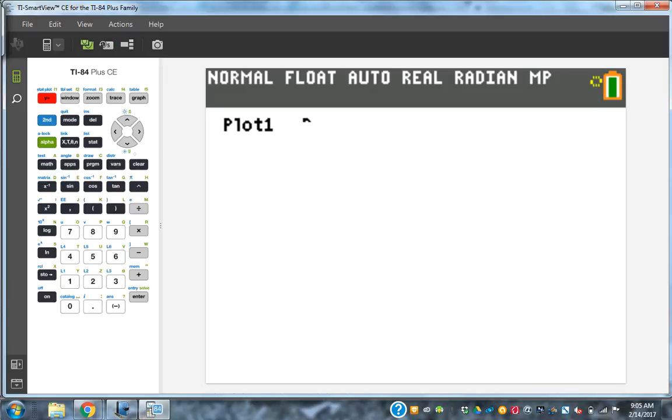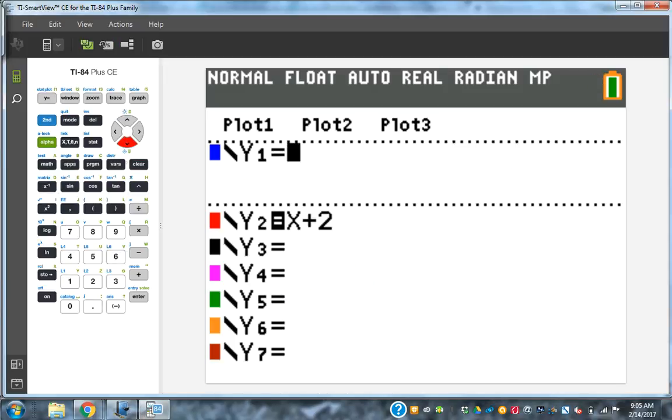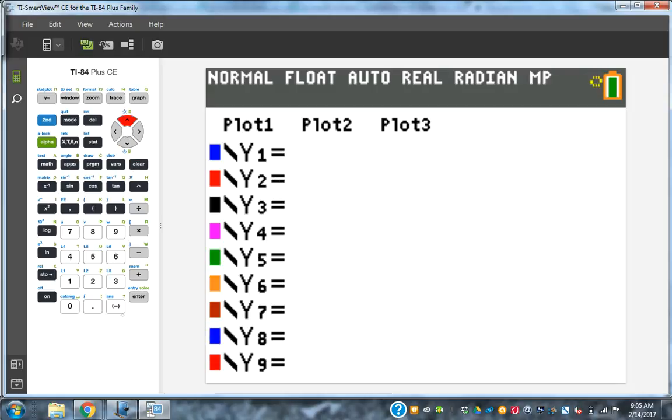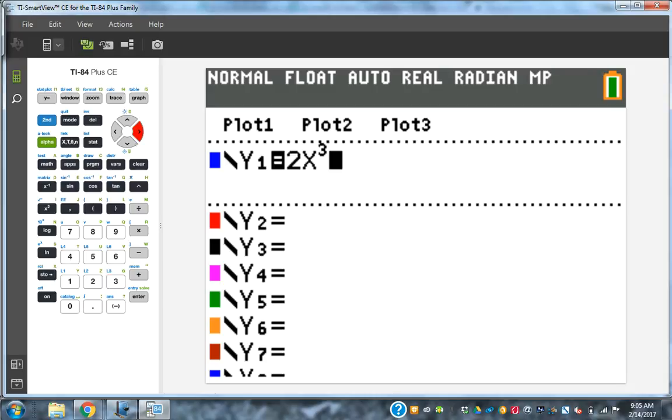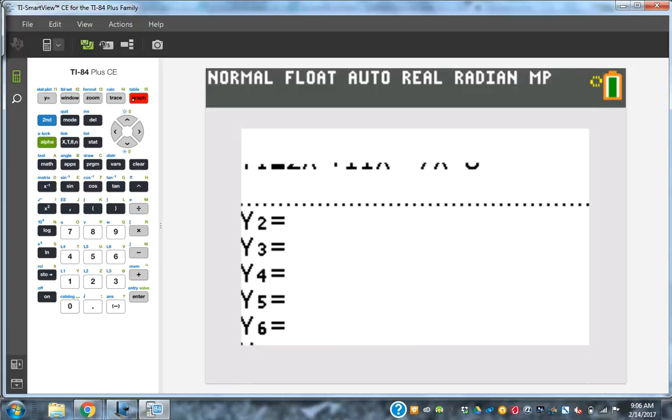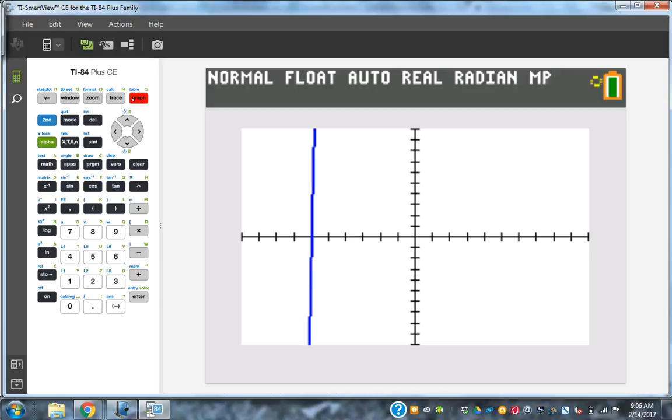Go over here. Y equals. Let's clear that out. We have 2x to the third. And then don't forget with the new operating system, you have to press the right arrow key to get out of the exponents. Then you have to hit a plus sign if you need one. So plus 11x squared minus 7x, then minus 6. Okay, we hit graph, and we should be in the normal window there.